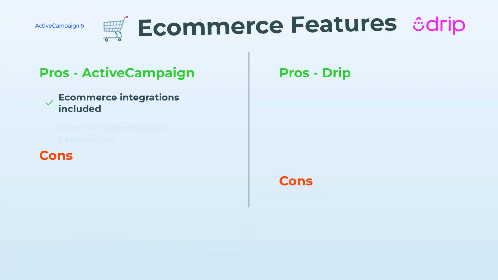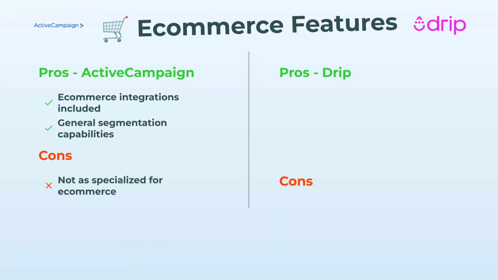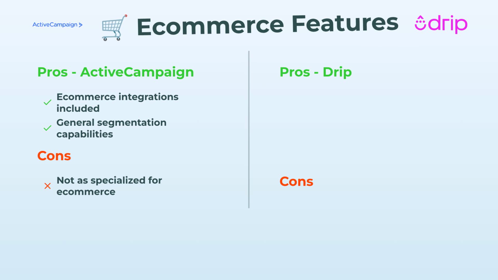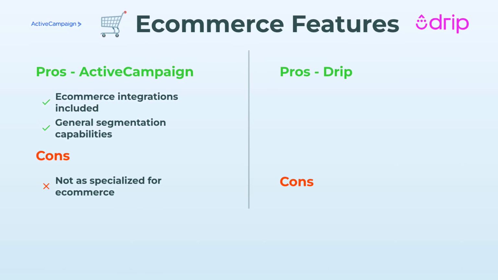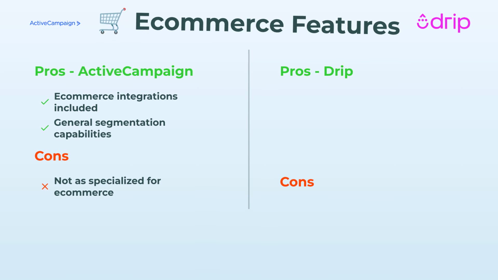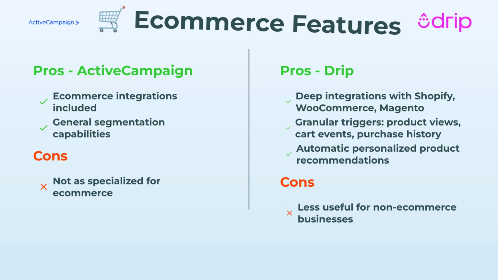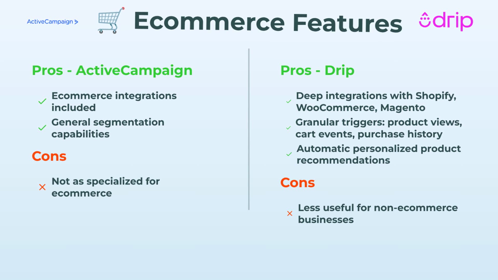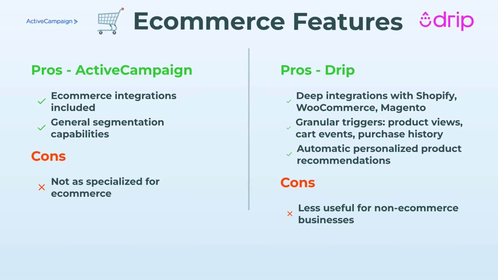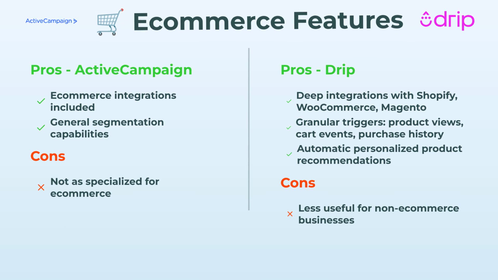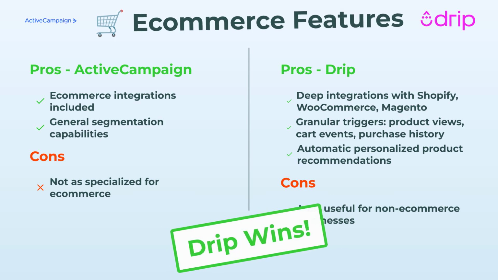E-commerce features, okay, here's where Drip struts its stuff. Drip is basically built for e-commerce. You're getting really deep integrations with platforms like Shopify, WooCommerce, and Magento. Super granular triggers, product recommendations. This stuff is gold if you run a store. I mean, it even tracks product views and cart events. ActiveCampaign? Sure, e-commerce is covered. You get solid segmentation and those integrations, but it just isn't as obsessed with e-commerce as Drip. Absolutely. Drip wins e-commerce features.